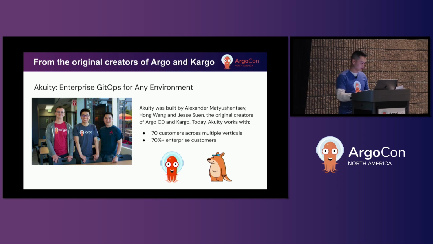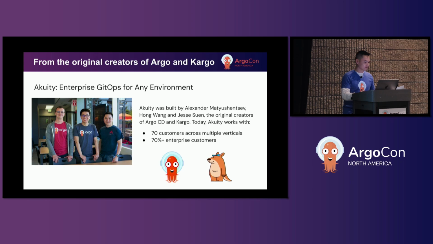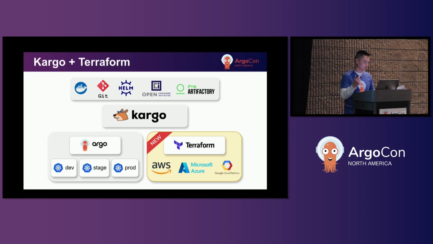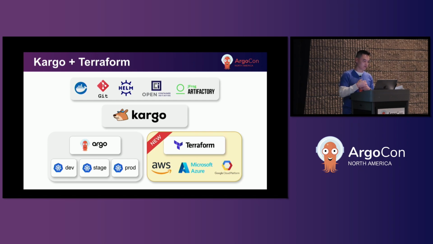But today, I'm excited to share what's in store for Kargo, our open-source GitOps promotion layer above Argo CD. For those new to Kargo, Kargo adds automated promotion pipelines and multi-environment visibility to your Argo workflows. And the big step forward today is that Kargo is now expanding beyond Kubernetes, starting with Terraform.